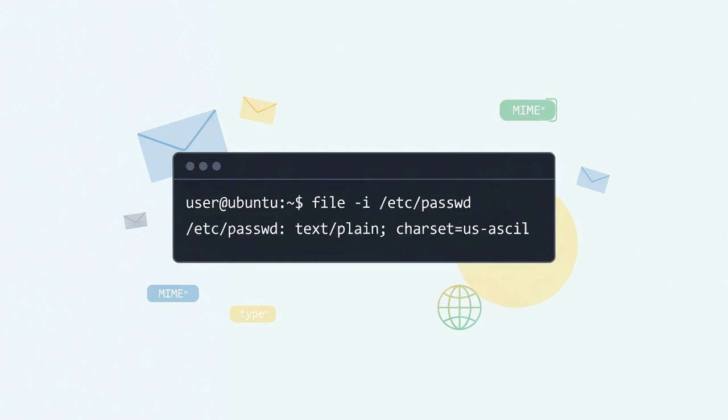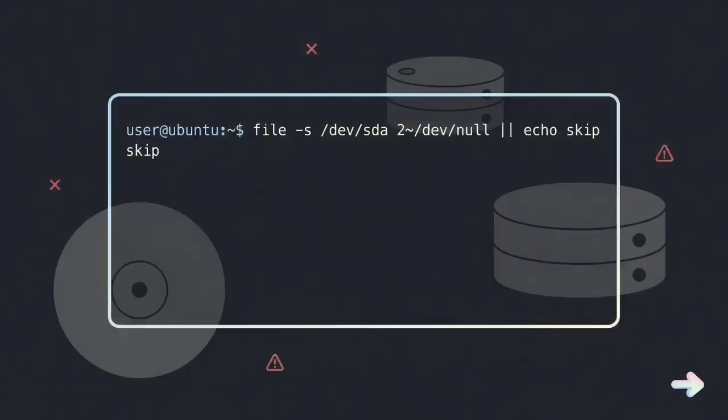Finally, file -s /dev/sda with error redirection. The -s flag tells file to read from block or character special files, which normally cause an error because file refuses to read device nodes. In a sandbox demo without a real disk, the command fails and our echo skip fallback kicks in, printing skip. The lesson: file -s is what you'd use to inspect the file system type on a raw disk device like /dev/sda1.